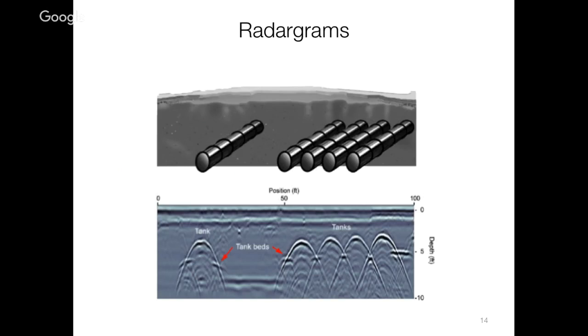And there's other things that come along here. So there's these events in here. Those are the tank beds. So when they put a tank in, they've got a little bed, put the tank on, and you actually see that information coming out of the radar ground.